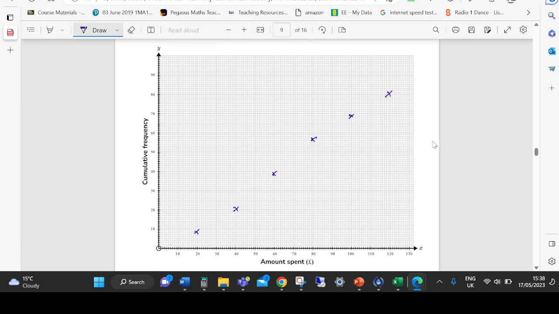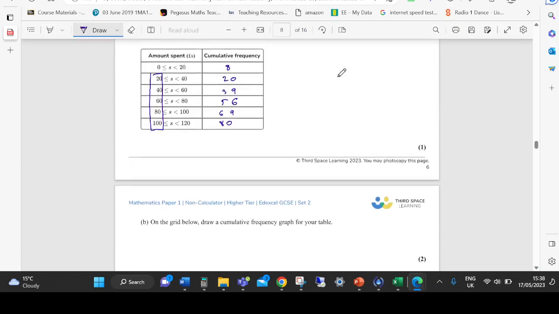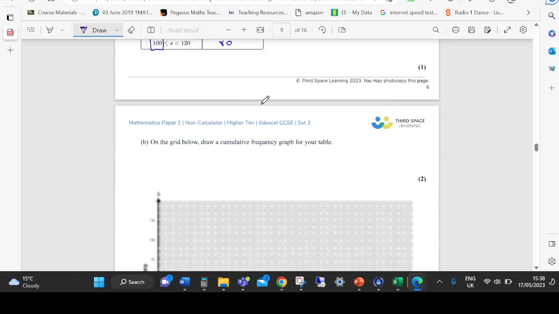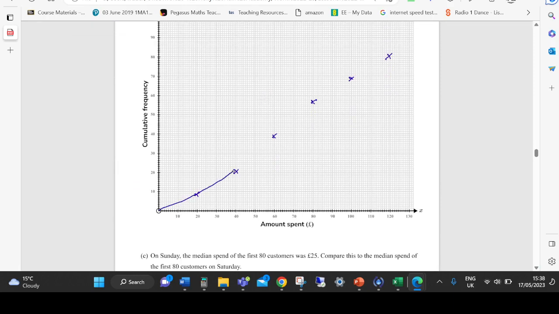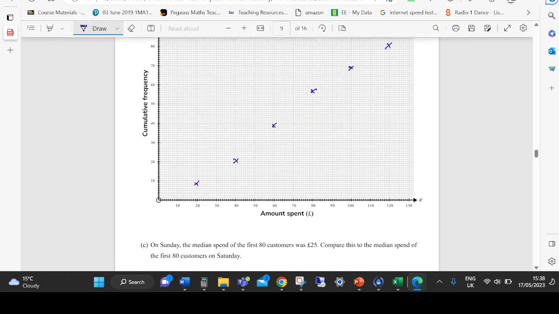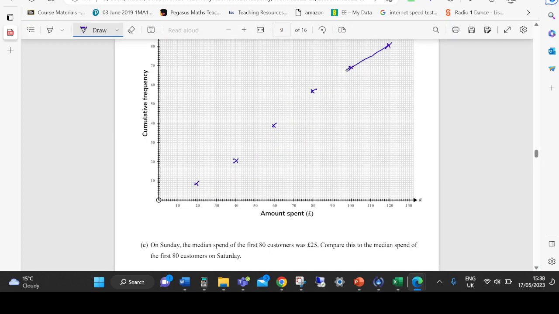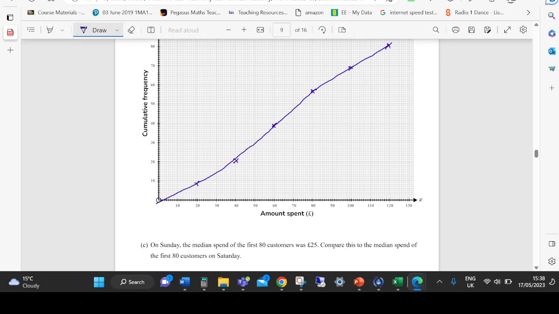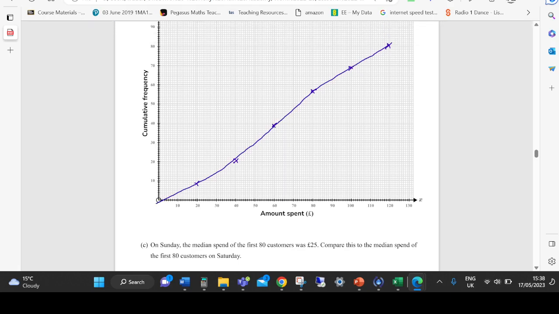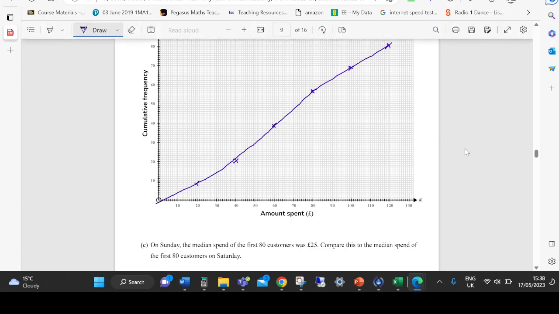So let me just double check what the data was. The data does imply amount spent could be 0, so it would be 0 customers spending 0, so I can join it up to 0. Join it up with as smooth a line as I can. So that's roughly my graph. Obviously, you should be able to draw a slightly smoother one than me. Just checking my values. That looks fine.